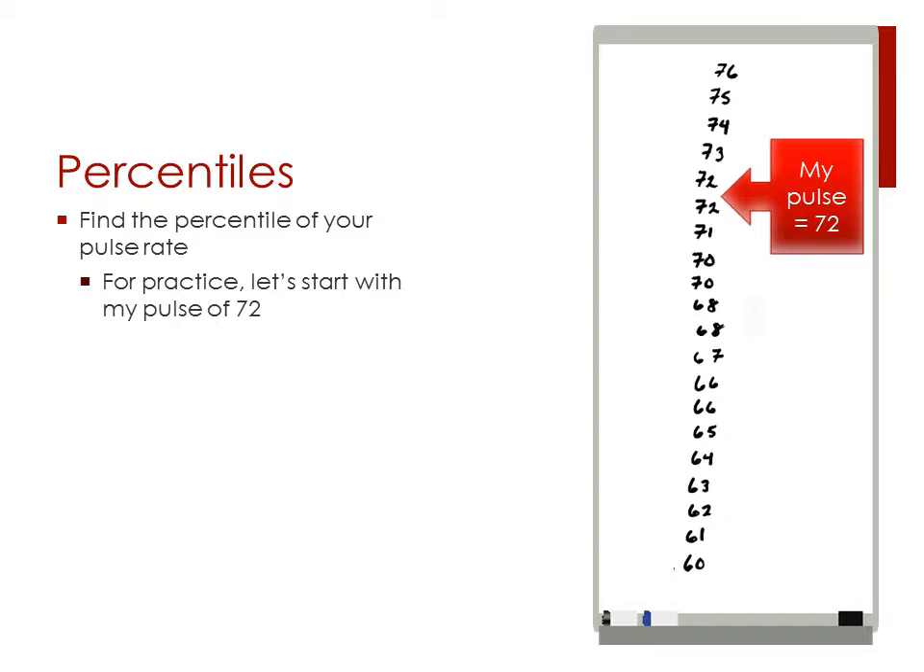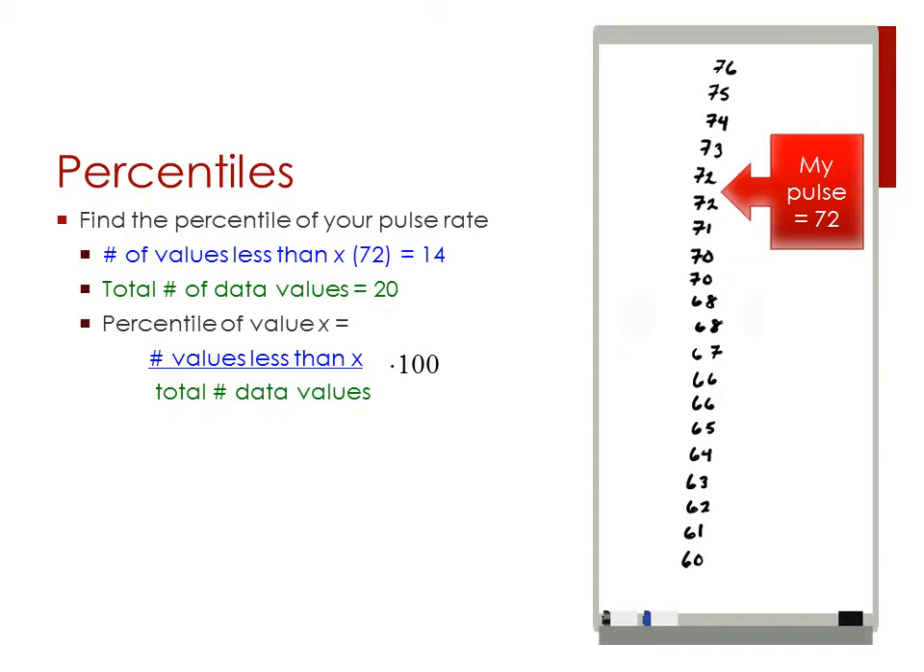As a practice, let's start with my pulse rate. My pulse rate was 72. So here's my pulse rate in our class data set. To figure out its percentile, we're going to count the total number of values that are less than x. In this case, my pulse rate is 72, so it's going to be 14 if we count those down. Then we're going to divide that by the total number of data values, which in this case is 20, and we're going to take that and times it by 100.